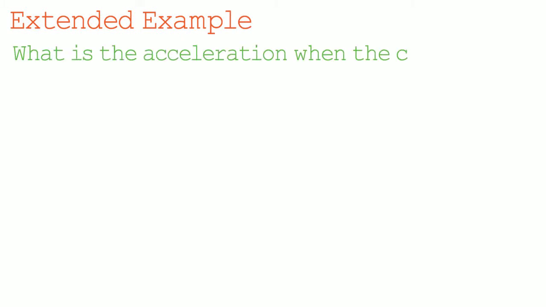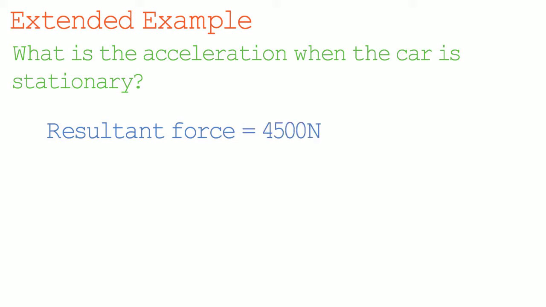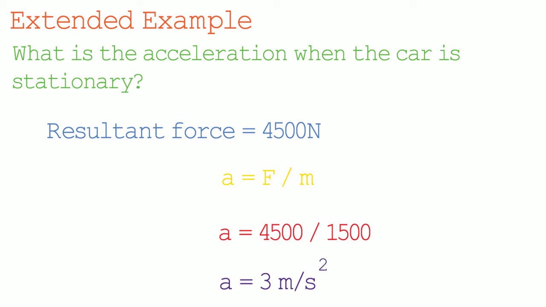We can extend the example and work out the acceleration when the car is stationary. When the car is stationary, there will be no drag and air resistance on the car. This means that the resultant force will be 4,500 newtons in the direction of travel. We can use the formula above again to work out the car's acceleration. So it will be the resultant force, which is 4,500 newtons, divided by the car's mass, which is 1,500 kilograms. This gives us a value of acceleration of 3 meters per second squared.